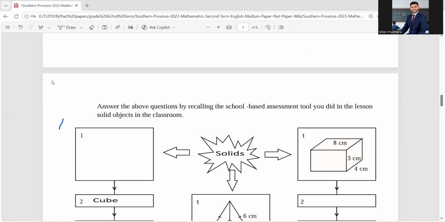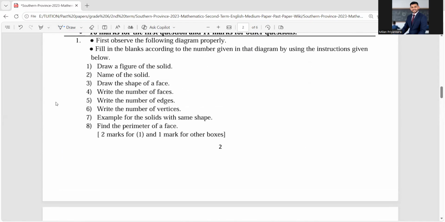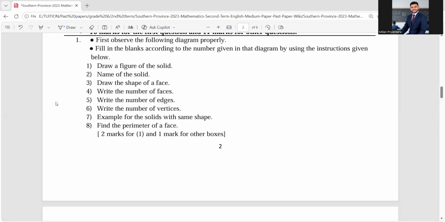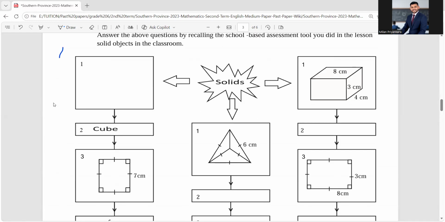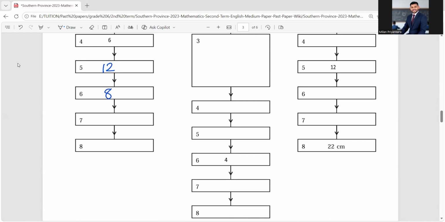And then 7, an example for a solid with the same shape. So you can write the dice. You can use the dice. That means something like this one. You have these numbers 1, 2, 3, etc. I think you may have used this thing as a toy.